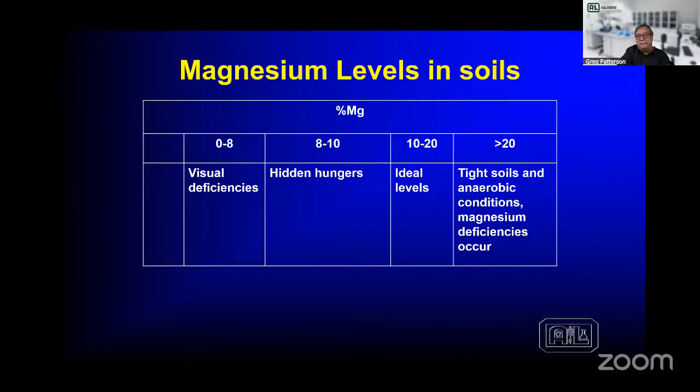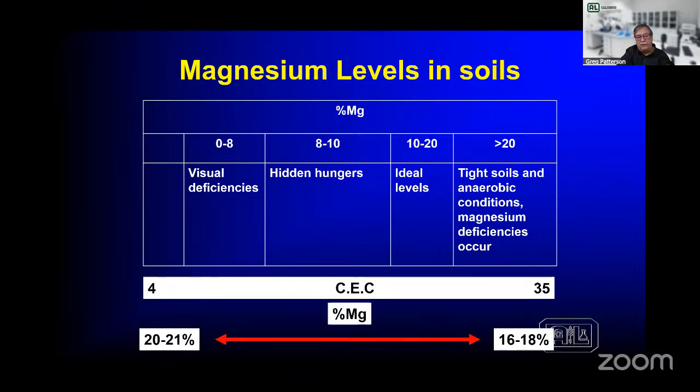So look at magnesium levels in fields. Again, we want to be between 10 and 20%. Below 10, you have energy issues. You need to add magnesium to it. Above 20, it's becoming tight and anaerobic, and again, interfering with both potassium and calcium availability in those fields. So it's something we can manage, but we need to understand what it is.